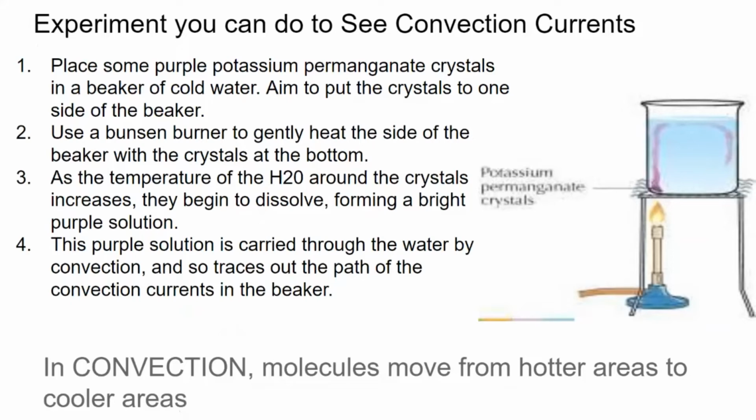As the temperature of the H2O, or water, around the crystals increases, they begin to dissolve, forming a bright purple solution. This purple solution is carried through the water by convection and so traces out the path of the convection currents in the beaker. In convection, molecules move from hotter areas to cooler areas.